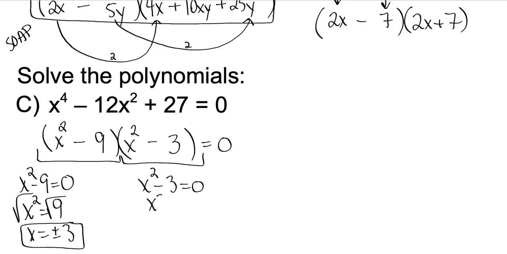Do the same thing over here. X squared equals 3. We just move the 3 over. Square root both sides. We get x equals plus or minus square root of 3. And then those are the 4 answers, right? We get 2 answers from this one, 2 answers from this one. We're looking for 4 answers to have a 4th degree polynomial, okay? So there's your quiz review.